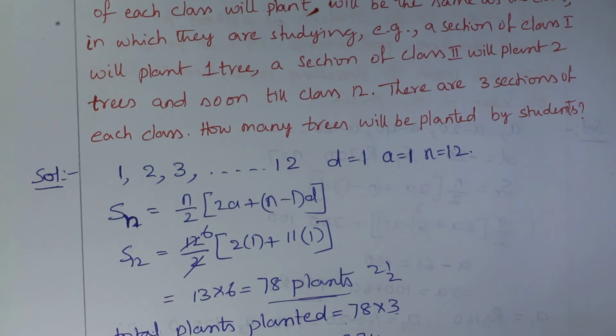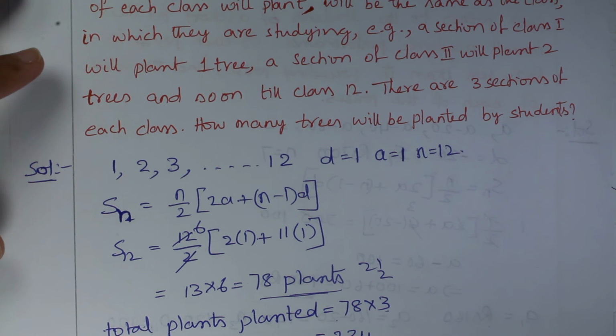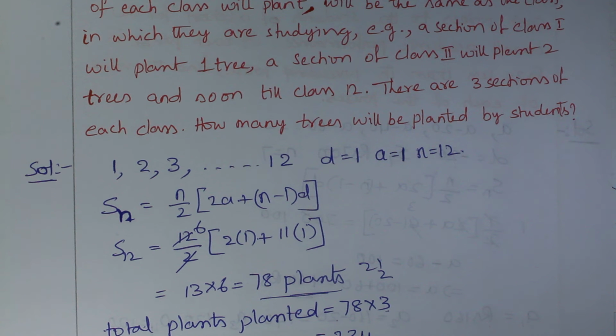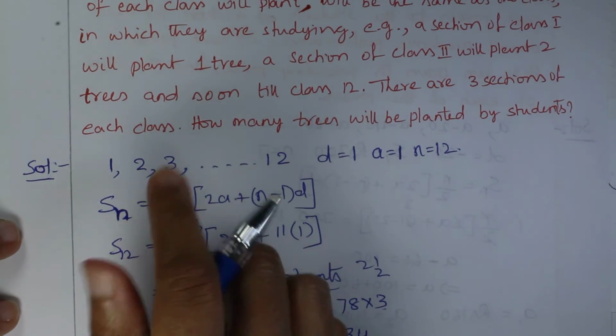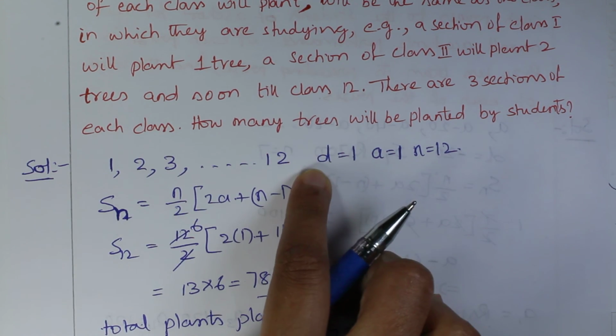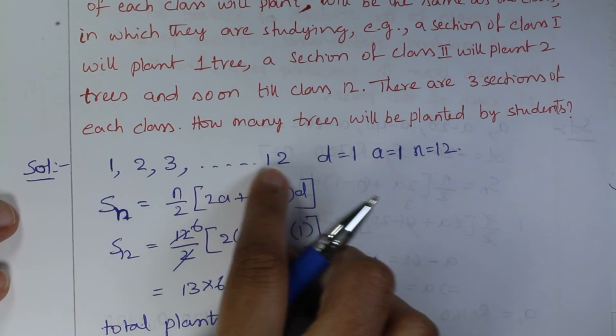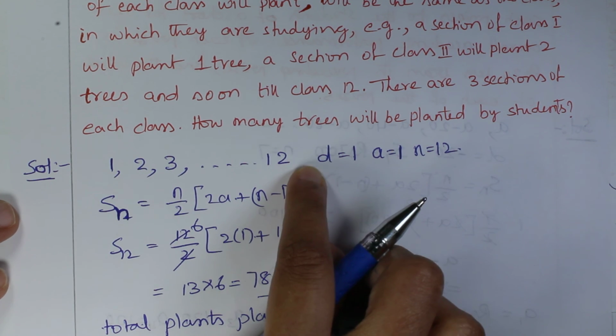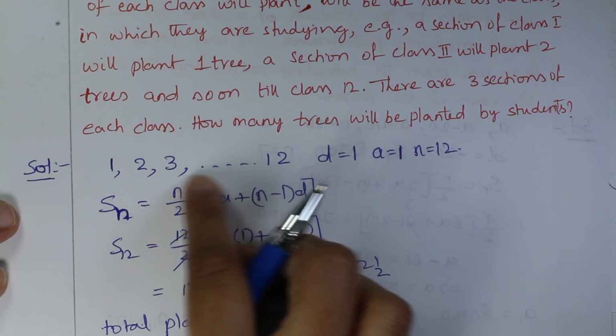I'll explain the problem once again. There are 12 classes in a school, and in each class there are 3 sections, and each section plants trees same as the number of the class. For example, in class 7 each section plants 7 trees, and in class 12 each section plants 12 trees. Now let us find the number of trees planted by one section from classes 1 to 12. It will be 1, 2, 3 and so on till 12, right? These are the numbers of trees planted by the 12 classes from one section.